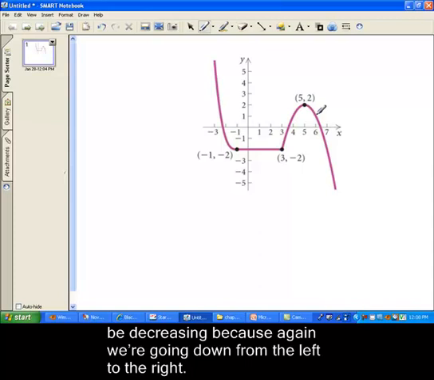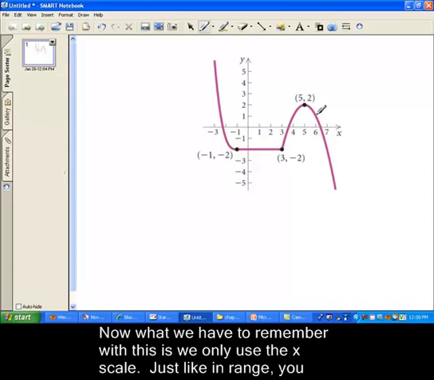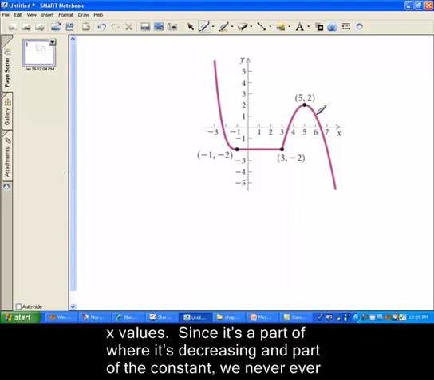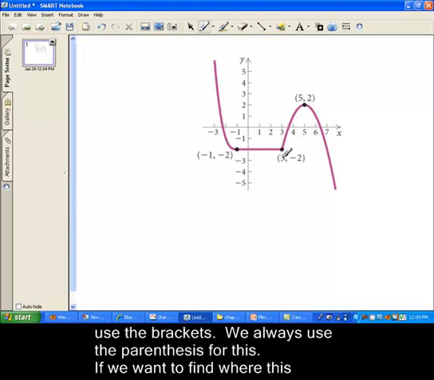Now, what you have to remember with this is that to find where something is increasing or decreasing, you only use the X scale. Just like in range, you only use the Y. In domain, you only use the X. In increasing and decreasing, you only use the X values. And since it's a part, each little piece, like this long piece, is a part of where it's decreasing, but it's also where it's constant, we never ever use brackets. We always use parentheses for this. So you will always use parentheses when you're measuring this.